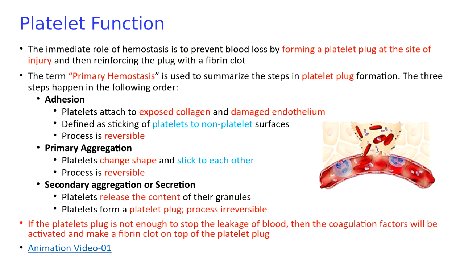So adhesion happens first, is the first step in platelet function, and is when the platelets get stuck to the collagen, to non-platelet surfaces. Primary aggregation is when the platelets are making contact, sticking to other platelets. These first two steps, adhesion and primary aggregation, are reversible, meaning that if a platelet happens to change its mind, or it doesn't really change its mind, right? They don't have a choice.